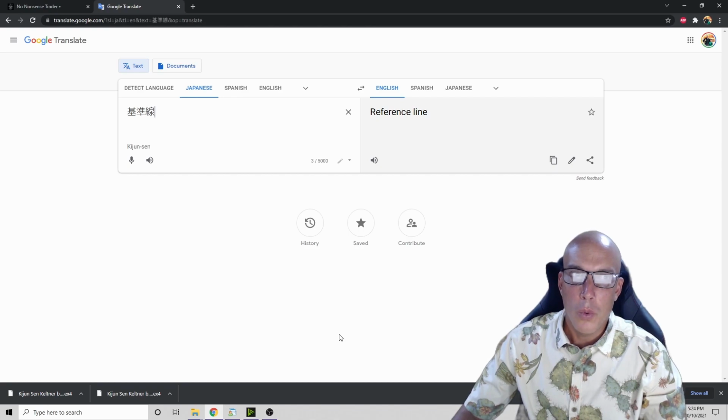Okay, so we have the Japanese kanji of Kijun Sen from the Ichimoku strategy. That is one piece of it. And we can see here in Google Translate in English, it says reference line. But if you click on this, another translation of Kijun Sen is baseline. And so that is the origins of the part of the algorithm called the baseline. Okay, so now let's get to the charts and take a look at the baseline Kijun Sen.